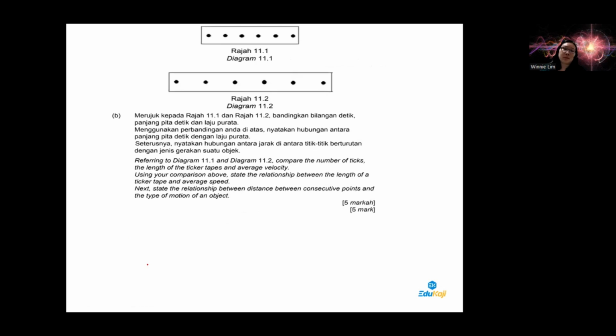Okay, next. Referring to diagram 11.1 and diagram 11.2, compare the number of ticks, the length of the ticker tapes, and the average velocity. Using your comparison above, state the relationship between length of ticker tapes and average speed. Next, state the relationship between distance between consecutive points and type of motion of object.